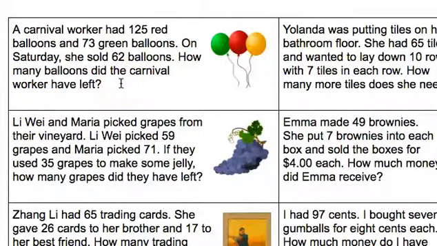So my first task is to sort it. Does it involve equal groups or does it not? And in this case, there are no equal groups. We have some red, we have a different number of green, and then we sold a different number. So this would go into the does not involve equal groups category. Then I would solve. Remember, in order to solve these problems, we're going to have to do two different steps. My first step would be to add my two different colored balloons, and then I would subtract how many I sold.